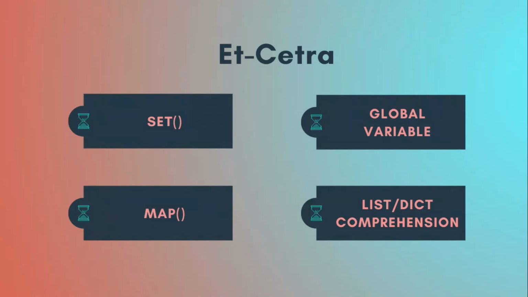The map function in Python applies a given function to each item of an iterable, like a list, and returns a map object that can be converted to a list, providing a concise way to transform data without using explicit loops. List and dictionary comprehensions are concise ways to create lists and dictionaries in Python using a single line of code. They provide a more readable and efficient alternative to traditional loops.